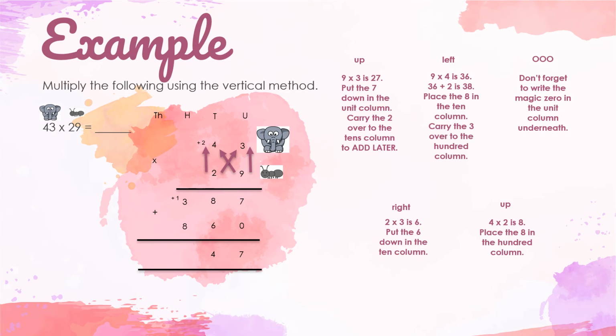3 plus 8 is 11. 11 plus 1 is 12, that's a two-digit number. So put down your 2, carry your 1 over. There's nothing in the thousands column to add, so you can just pop your 1 into the thousands column answer row. So your answer is 1,247.